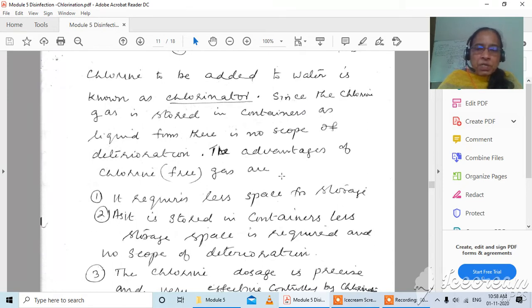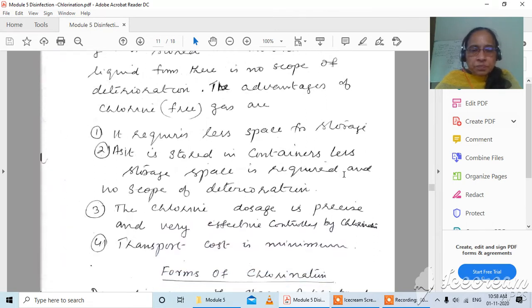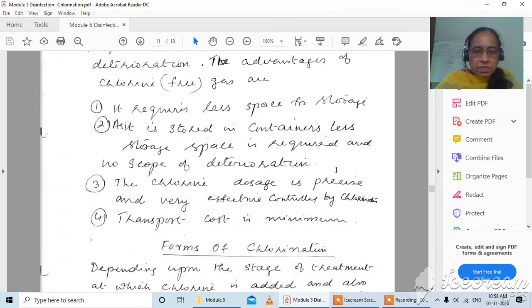Then the problem of chlorine gas is, when we are mixing it with water, there should not be any chance of evaporation of the chlorine gas. That means it is very carcinogenic and it is a toxic gas. So you must be very careful when we are using the chlorine gas for disinfection in water supply projects. Otherwise it is very cheap.